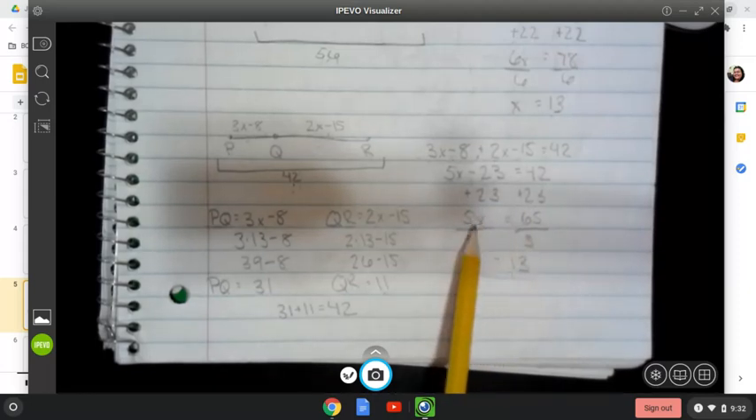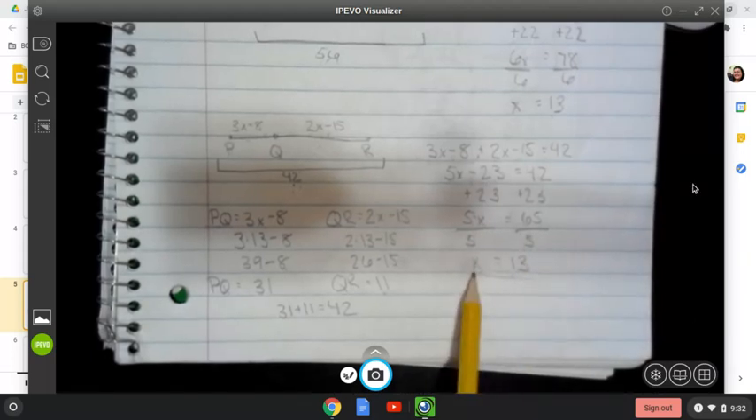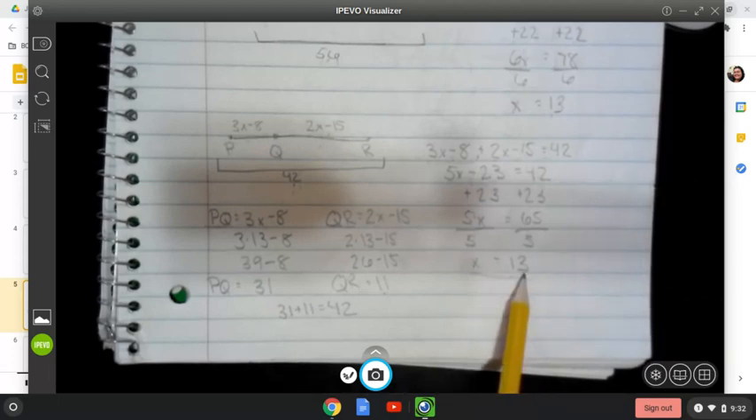Well, we know that 5x is really like saying 5 times x, and the opposite of multiplication is division. So we're going to divide each side by 5. That's going to give us our x down here, and x equals 13. Well, we've solved for x.